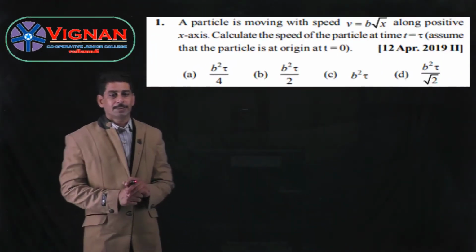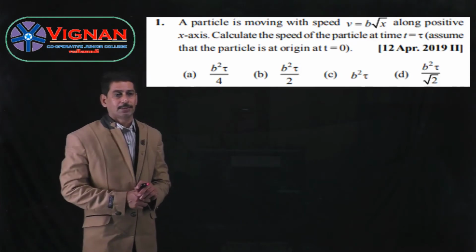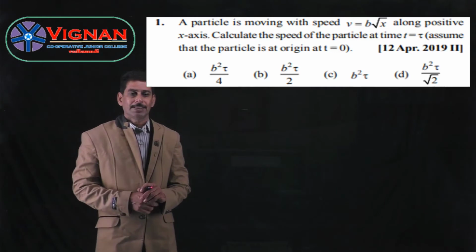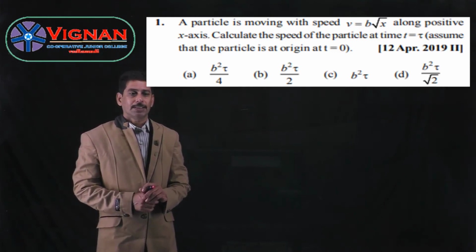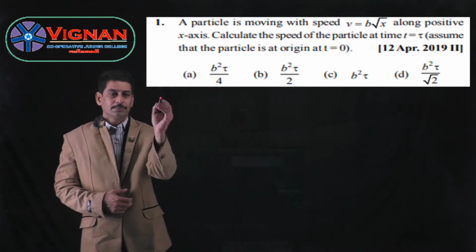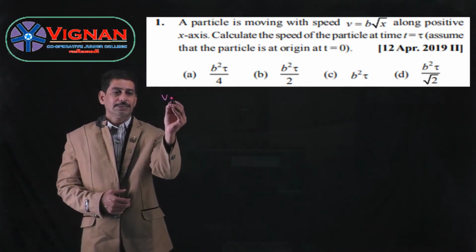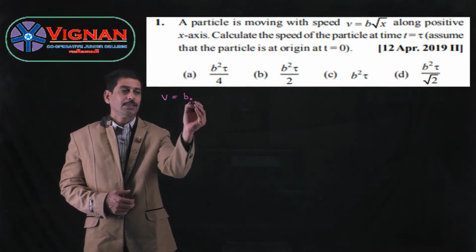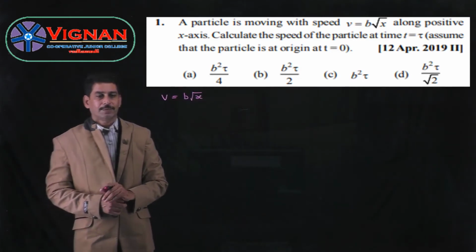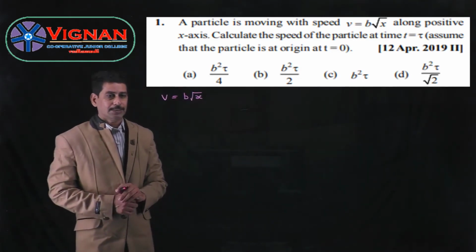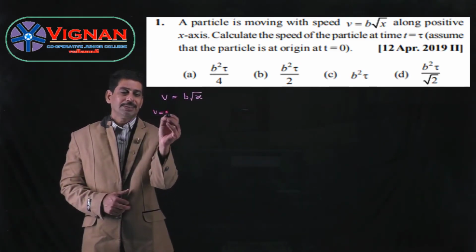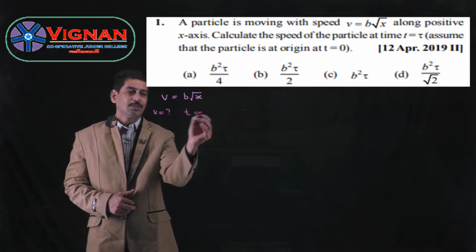The particle is moving at a speed v is equal to b root x along a positive x-axis. Calculate the speed of the particle at a time t is equal to tau, assuming that the particle is at the origin at t is equal to 0. So here in this problem, the velocity is given as v is equal to b root x. We have to find the speed of the particle at a time t is equal to tau. So we have to find the velocity when t is equal to tau.